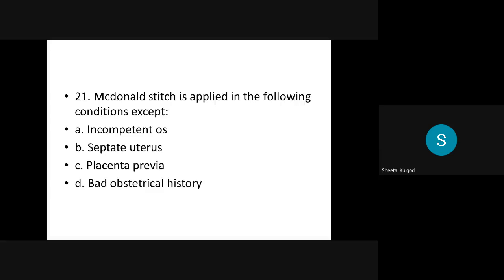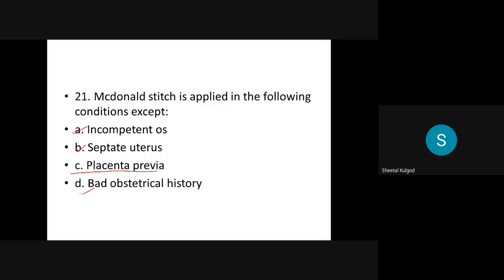Second option, is it done in septate uterus? Yes, ma'am. What about placenta previa? In placenta previa, do you do McDonald's stitch? No, ma'am, it is contraindicated. Remember, when placenta previa is there, it means that it is on the os or just in the cervix, so it is always risky to put a McDonald's stitch in such a situation. We do not do a McDonald's stitch in placenta previa because there are very high chances of injuring the placenta. So it is contraindicated.